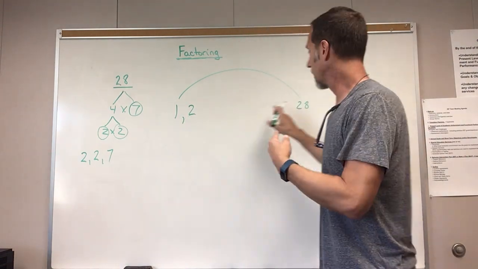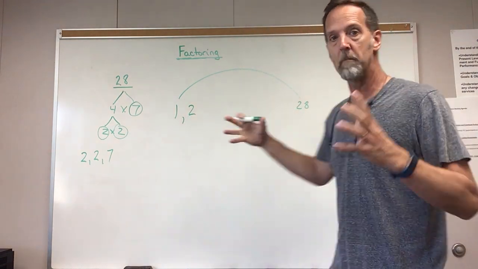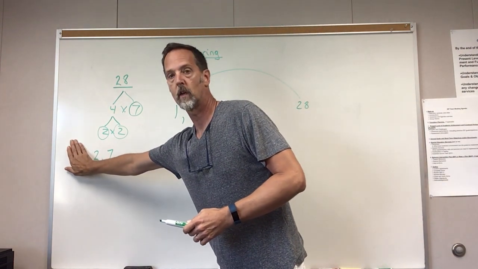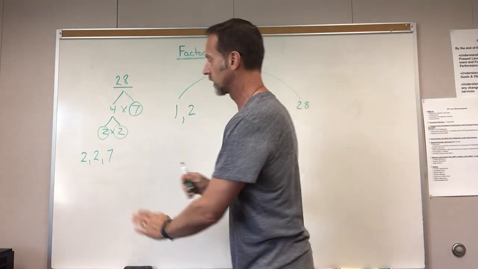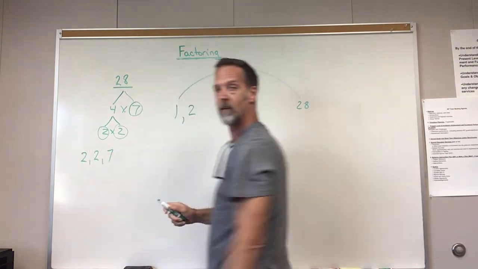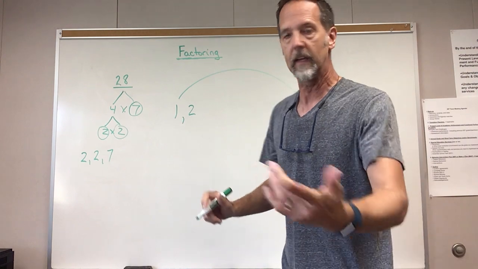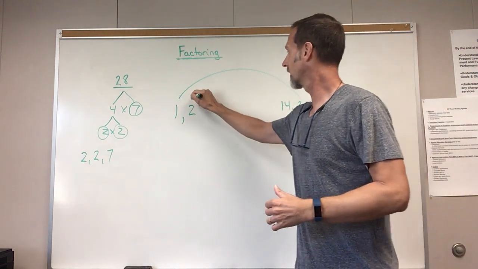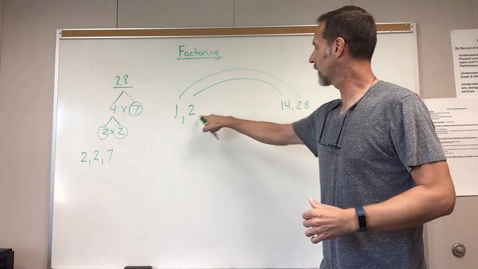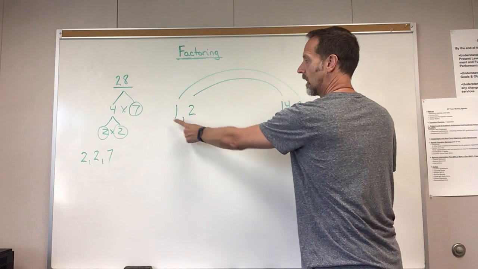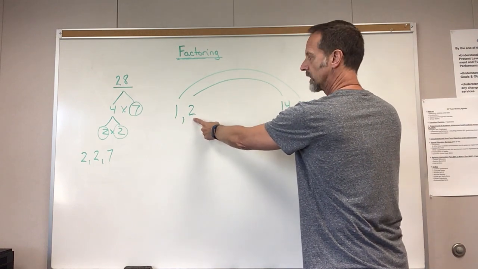Now, to find the number that goes on the other side of the rainbow, what matches with 2? Cover up one of the 2's and multiply the other two numbers together. So I'm going to cover this 2 and do 2 times 7. What's 2 times 7? It's 14. So I'm going to put that on this side. Now I have 2 times 14 is 28. So far, 1 times 28, 2 times 14.